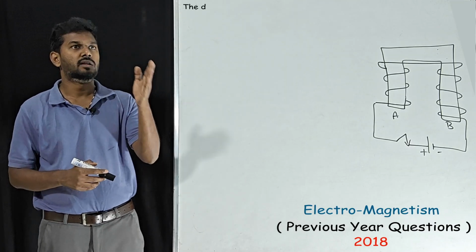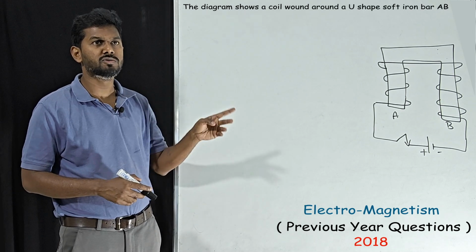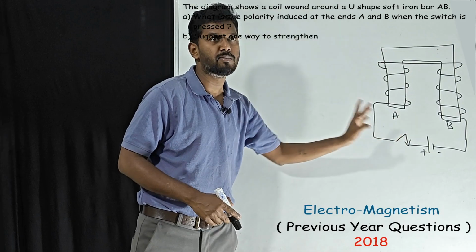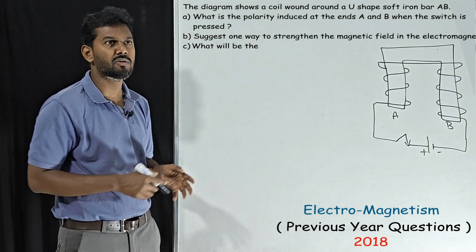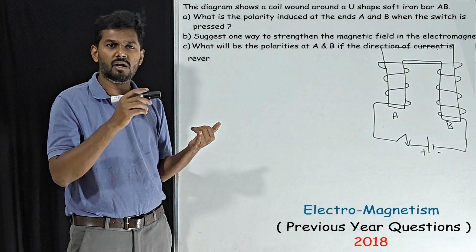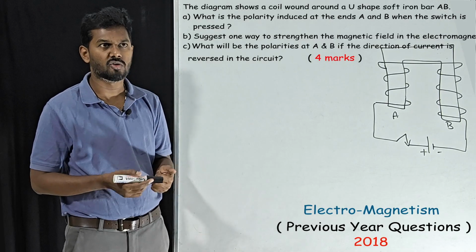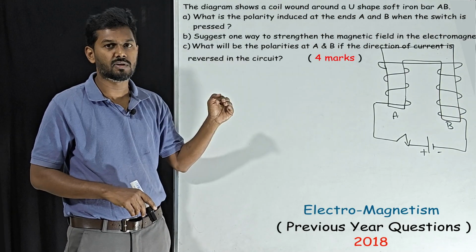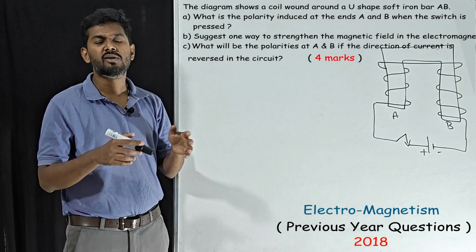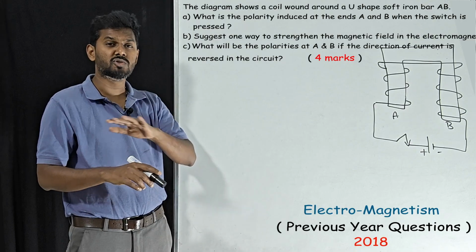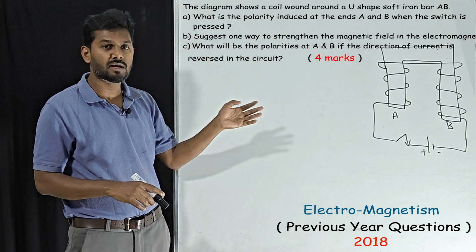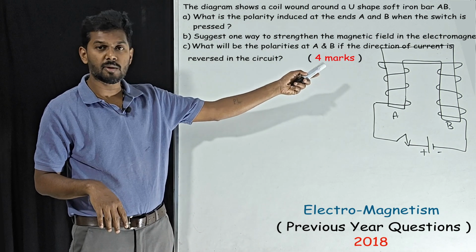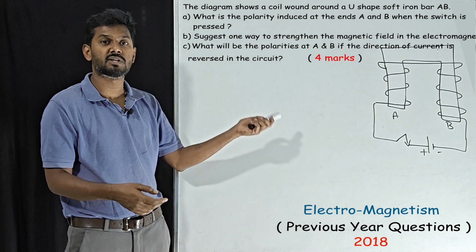Our next question: the diagram shows a coil wound around a U-shaped soft iron bar AB. So AB is a soft iron bar and the coil is wound around it. These kinds of questions we have solved in the concept as well as the theory solution. Now also we'll learn it, but you should know the method. If you don't know how to solve this one, we are going to use the same method, then you will understand, because in the concept video I taught you the complete method: when to hold it like this, and how to analyze, based on the direction of current, which is south and which is north.